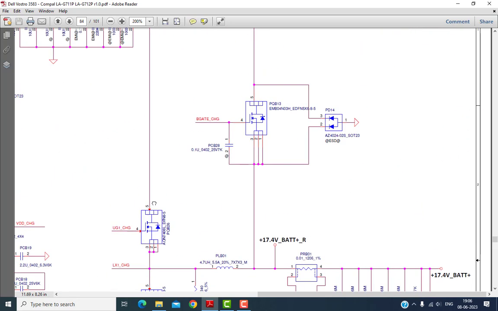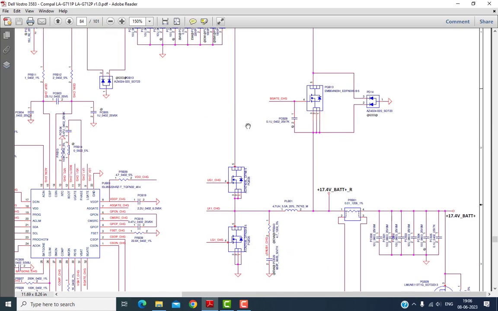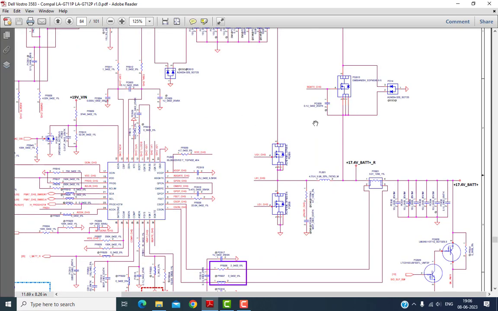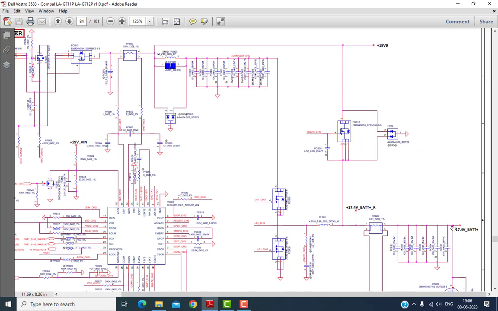The next thing is this MOSFET. This MOSFET is called the discharge MOSFET. What is a discharge MOSFET? It means, when the adapter voltage is not there, what will happen? When the adapter voltage is not there, the battery voltage passes via this MOSFET. This MOSFET is also an N channel MOSFET, and it is connected to this battery charging chip.